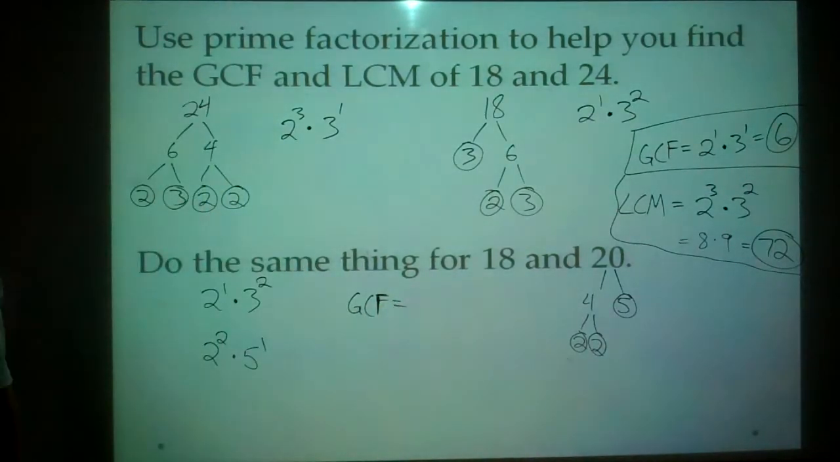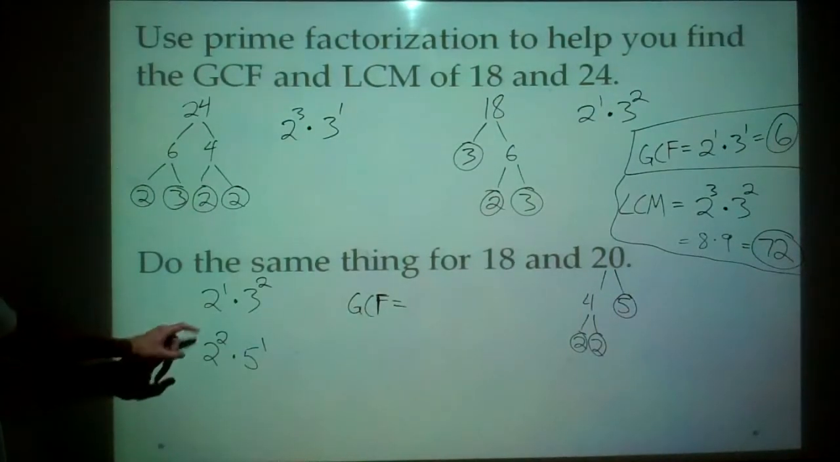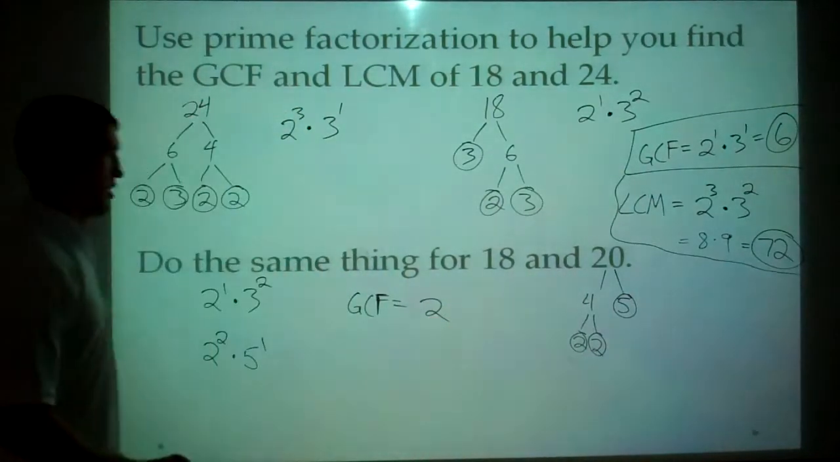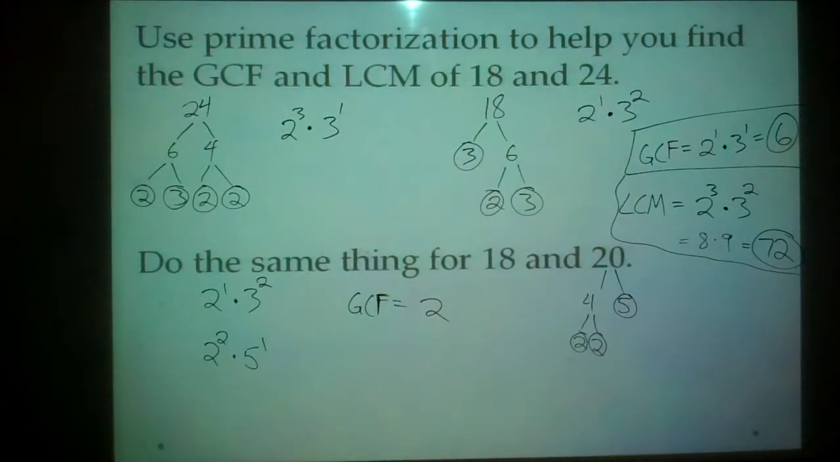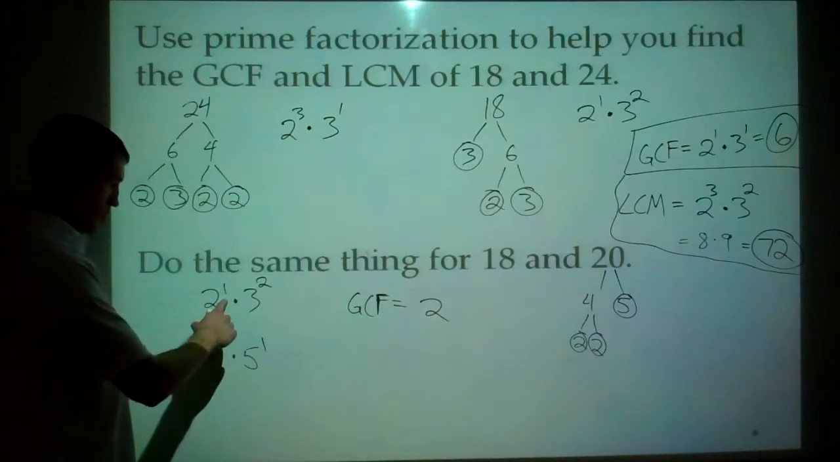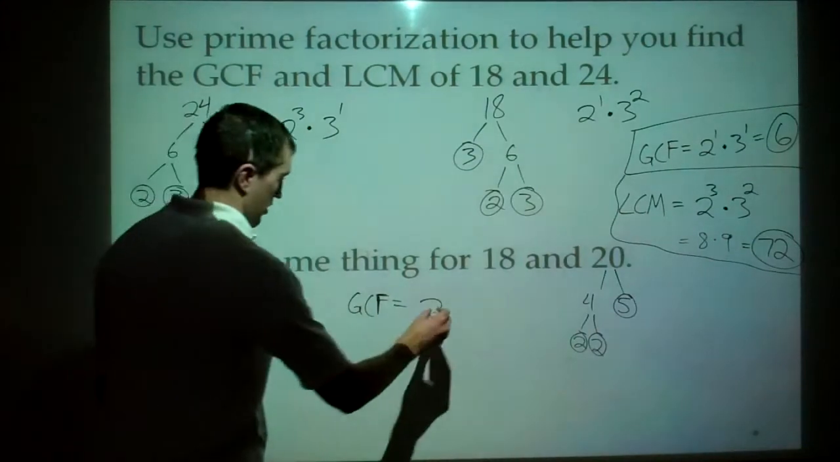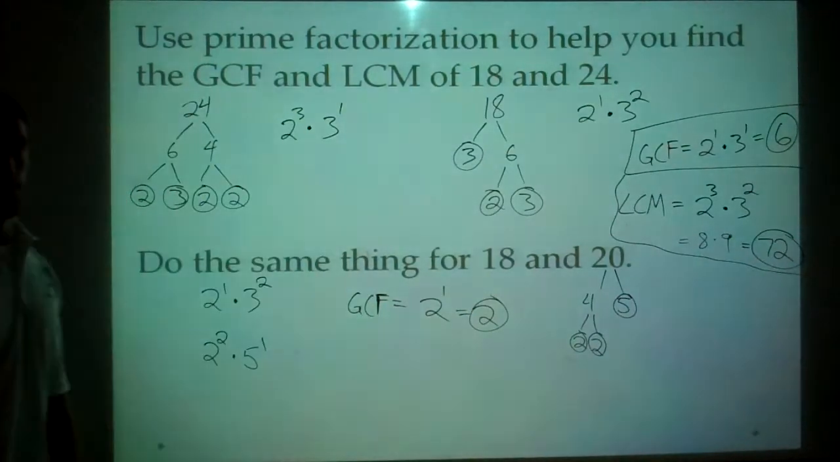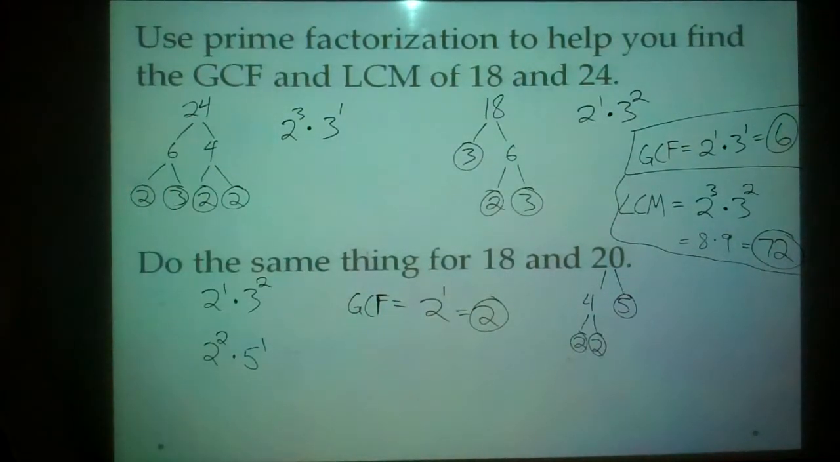Alright, so remember, GCF. We're going to look at the numbers that they share and take the smallest power. Looks like the only number that they share is 2. And we're going to take the smallest power, which would be 1. 1 is smaller than 2, so 2 to 1 or just 2. So that's your greatest common factor between 18 and 20.